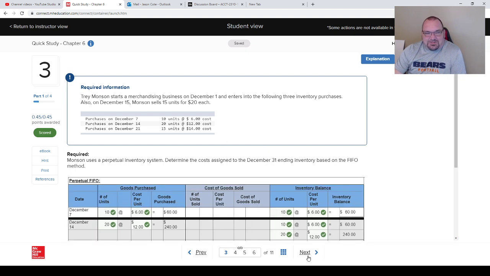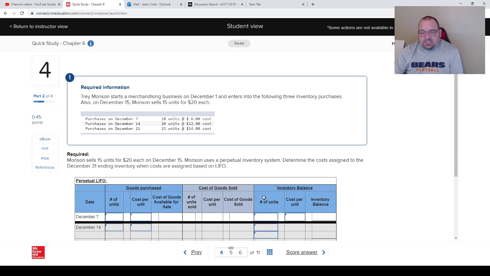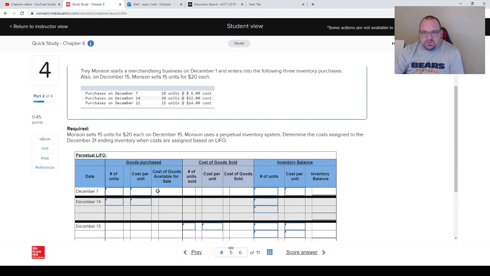All right, here we go. Number 4. Okay, so some of this is going to be a little bit of repeat. They do help you a little bit. They start to fill in this cost of goods sold for us where it needs to be. Anyway, remember the first purchase, 10 units, $6 a piece. So after the first purchase, what's in inventory? 10 units, $6 a piece. Go to the 14th, 20 units, $12 a piece. Which leaves us with 10 units at 6, 20 units at 12. All right.